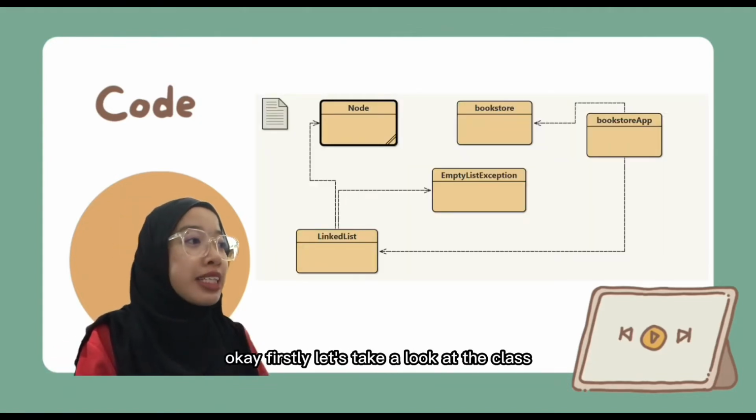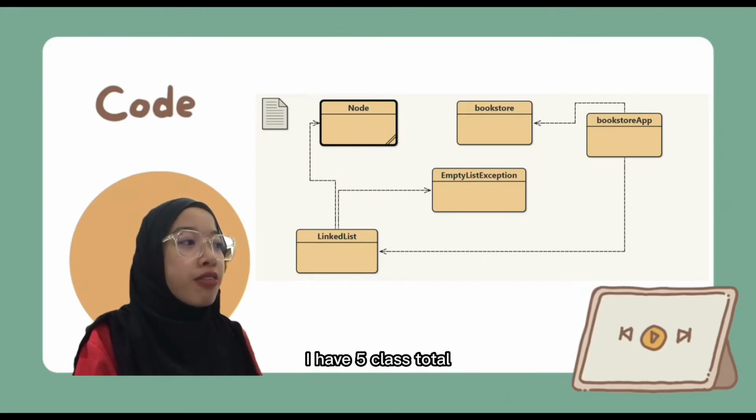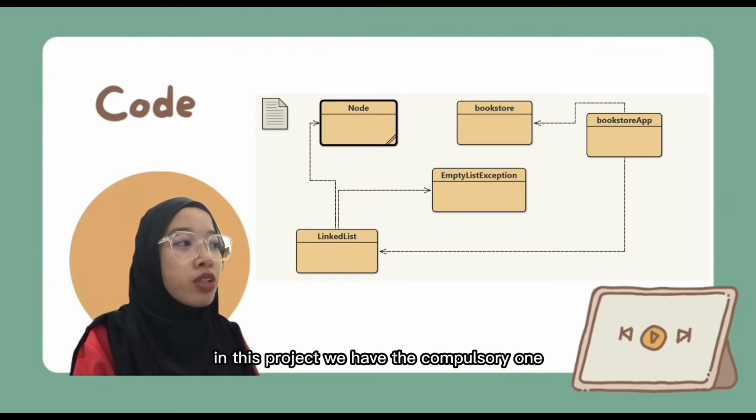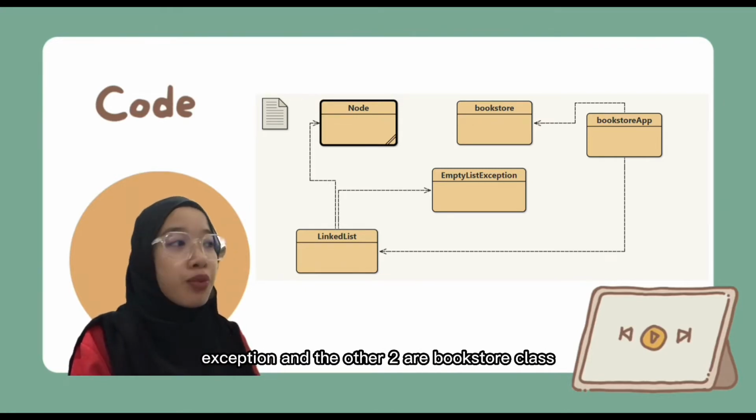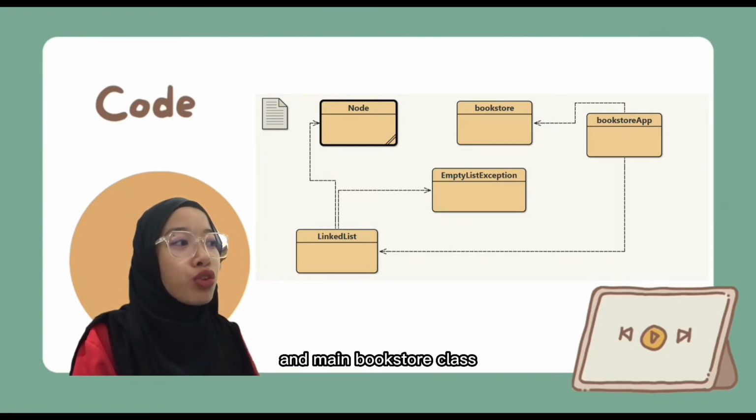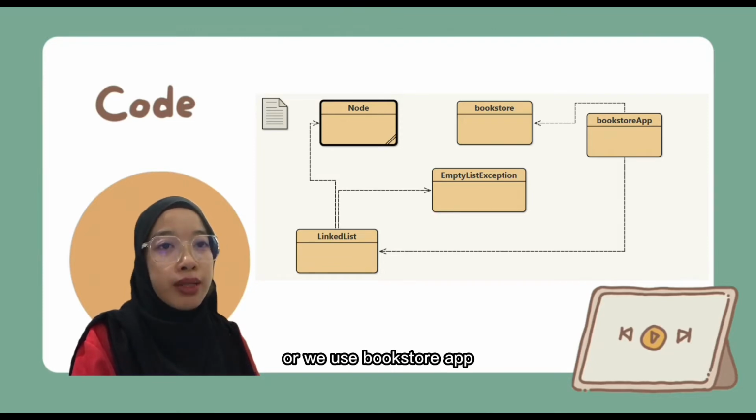Okay, firstly, let's take a look at the classes. I have 5 classes in total. In this project, we have the compulsory ones, which are the class Node, LinkedList, and EmptyListException. The other 2 are the Bookstore class and the main class, which we call BookstoreApp.